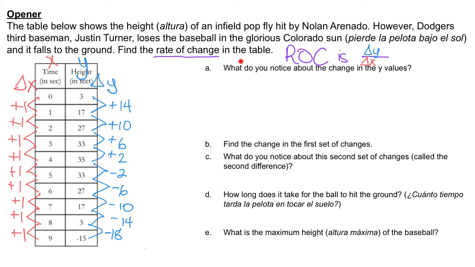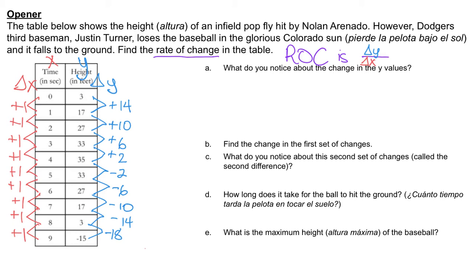We're asked to find the rate of change in the table. As you can see here, we have many rates of change. Recall that rate of change is always the change in Y over the change in X. So I would have 14 over 1, 10 over 1, 6 over 1, 2 over 1, negative 2 over 1, and so on. We would have many different rates of change.